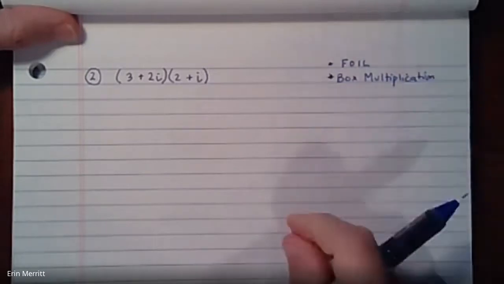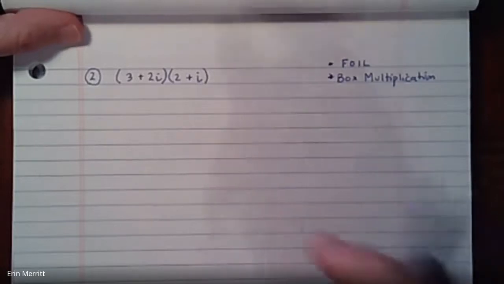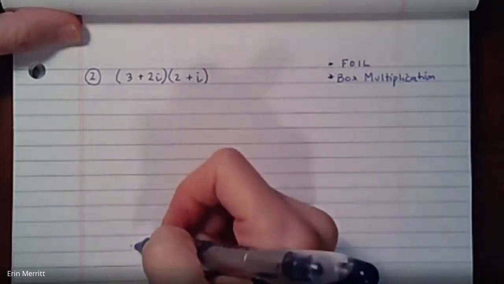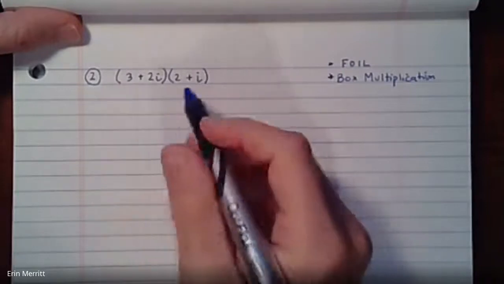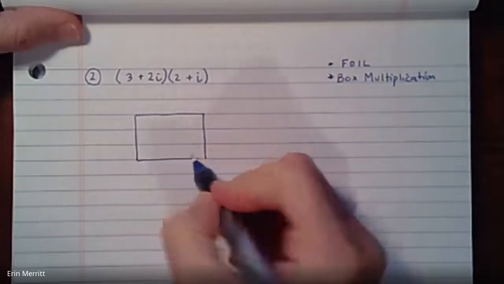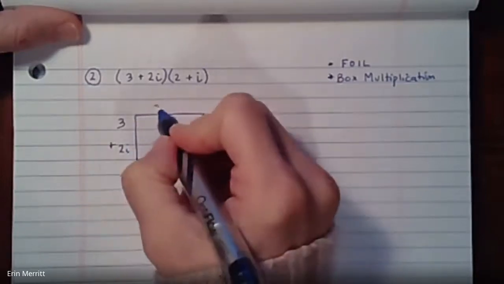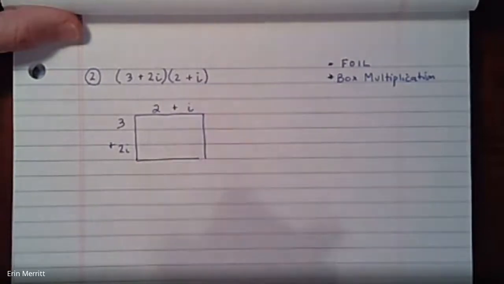Now, I'm not going to fib. When you get into like pre-calc, they like for you to be able to do more of this in your head. But for now, I'm perfectly fine with doing some box multiplication. So it doesn't matter which part goes on which piece of the box. You just got to get it written out. So you could have like 3 plus 2i here, and then 2 plus i here, or vice versa.